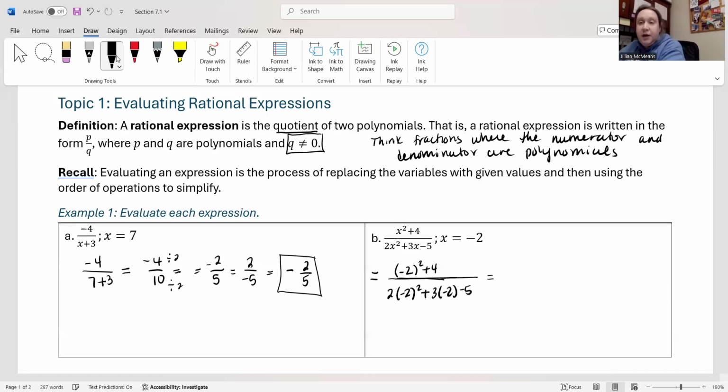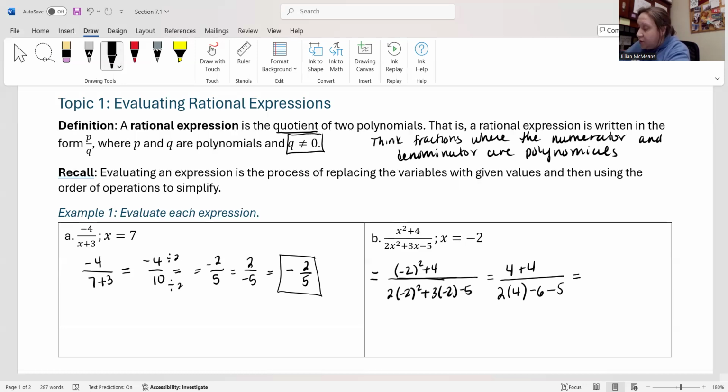And we can start to evaluate. I'm going to evaluate the top and the bottom separately and then simplify at the end if I can. So (-2) squared is the same as 2 squared, which is 4. So the numerator is now 4 plus 4. We'll simplify that in the next step. Now for my denominator, I have 2 times (-2) squared. Well, (-2) squared is 2 squared, or 4. And then plus 3 times -2 is -6, so I'm going to write that as -6 and then -5. And we'll just keep simplifying.